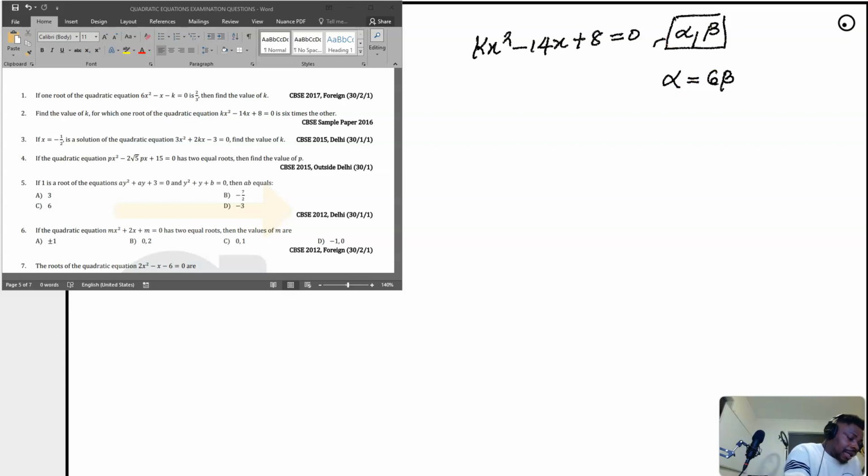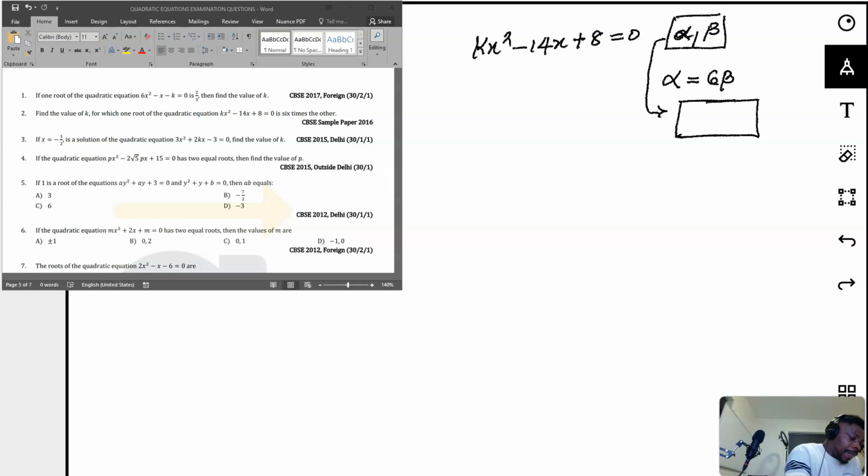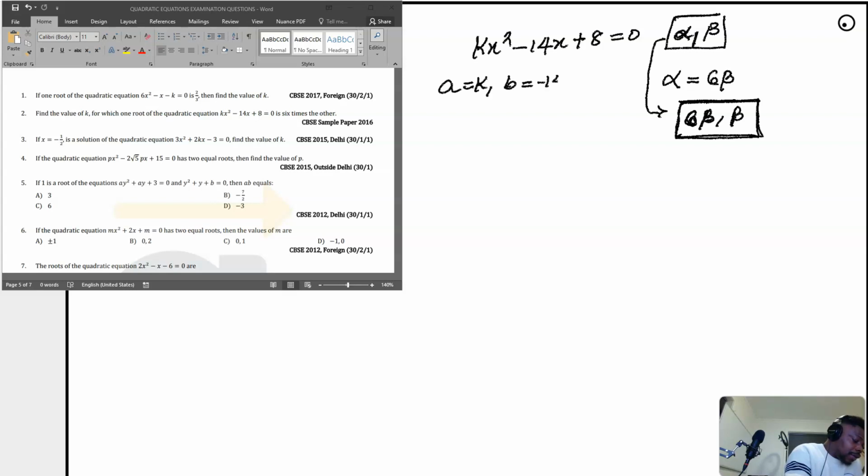So here, the roots are now, alpha is the root, yes, but alpha is something as 6 beta. So rather than writing alpha, alpha is now 6 beta, then the other root is beta. So this is the new root now. You can see that one of the roots is 6 times the other one. So that is that. So here, what is our a? Our a is k, our b is minus 14, our c is 8.